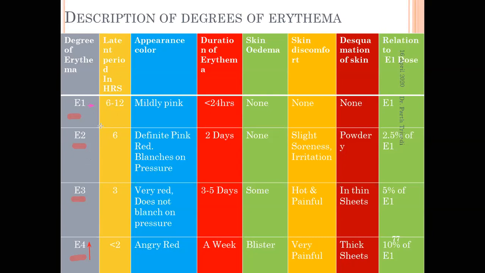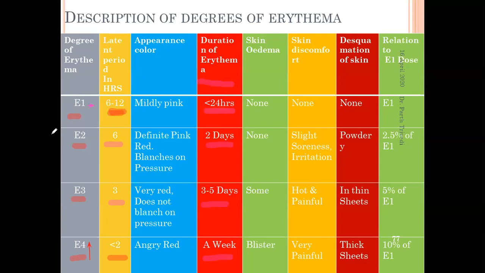So this means its latent period will be longer compared to your E4. So latent period and duration of erythema are inversely proportional. For example, if the latent period is 6 to 12 hours, erythema will last less than 24 hours. If this is 6 hours, this is somewhere around 2 days. If this is 3 hours, this is 3 to 5 days, and if this is less than 2 hours, it lasts a week. So this is how long the duration of erythema can stay.